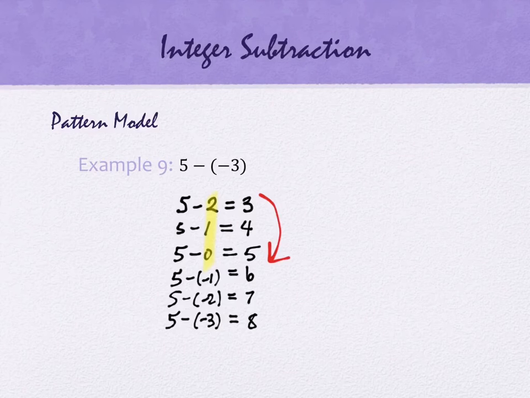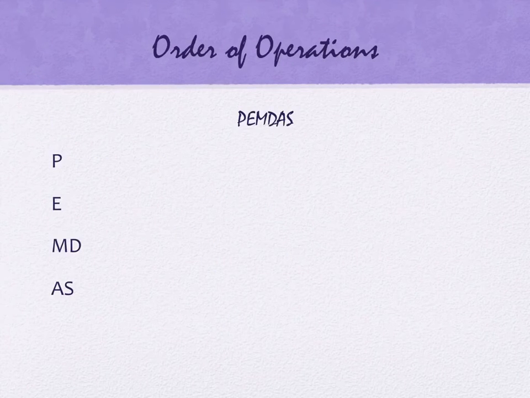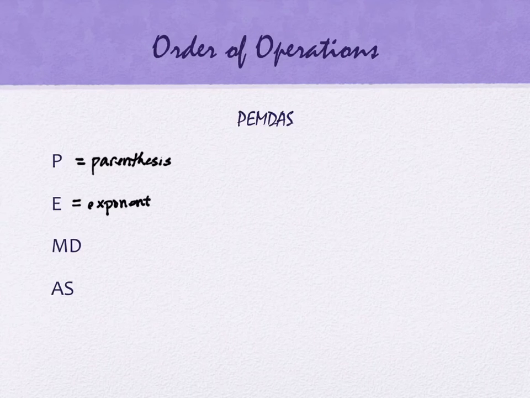All right, last topic in this section, this is a really short section as you can tell, is to take a look at order of operations. So, help me out here. What do you remember P stands for in order of operations? Parentheses, you got it. What is the E? Exponent.